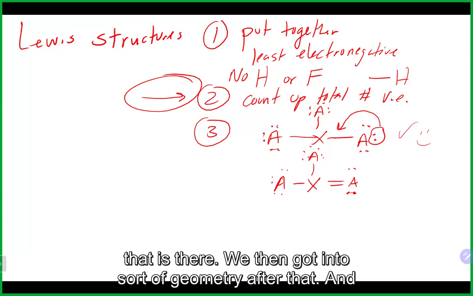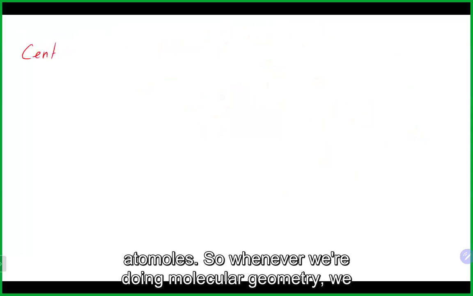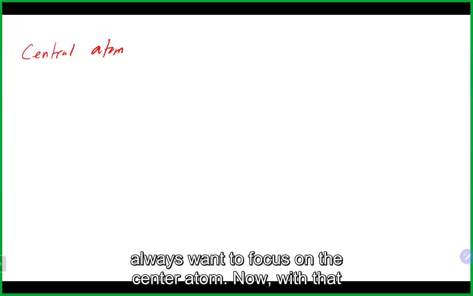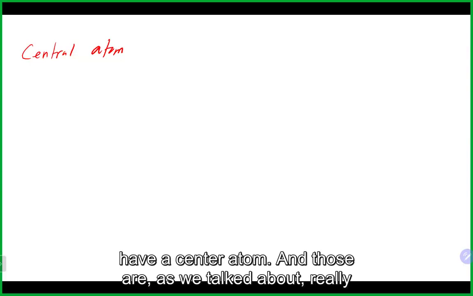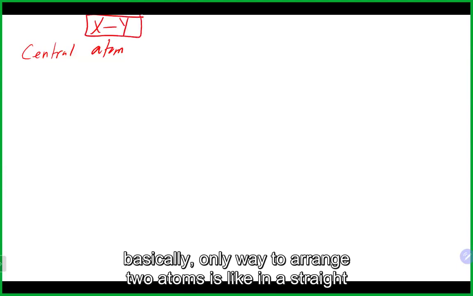We then got into geometry after that. And remember, molecular geometry really involves the central atom always. So whenever we're doing molecular geometry, we always want to focus on the center atom. Now, with that being said, obviously there are diatomic molecules that do not have a center atom, and those are, as we talked about, really the easiest geometries to do. Because they are diatomic, the only way to arrange 2 atoms is in a straight line. The geometry is always going to be linear, as we talked about.